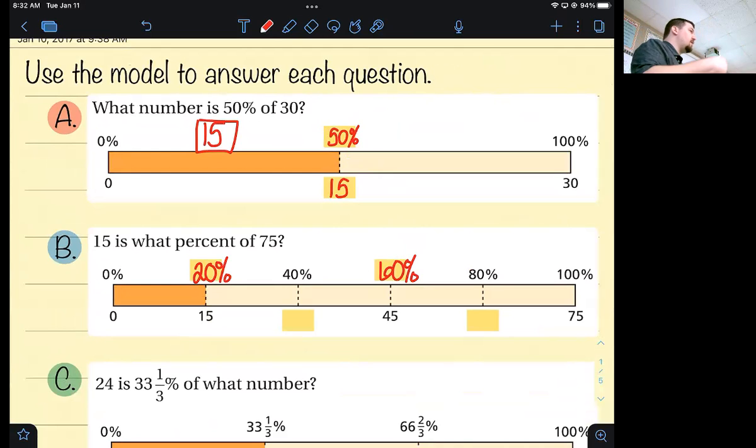So 0, 15, what comes after 15? 30, 45, what comes after 45? 60, and then 75. So let's answer the question. Which of those percentages on top represents the number 15? 15 is what percent? 20%. The answer to question B is 20%.